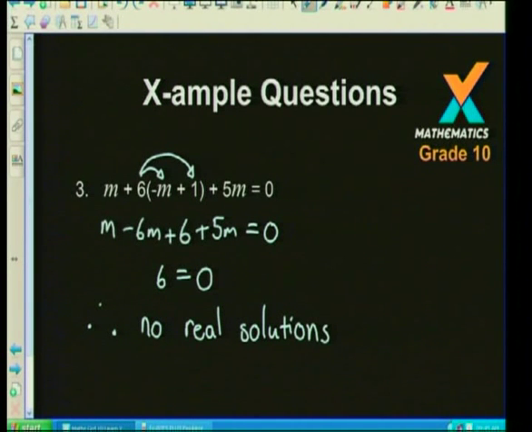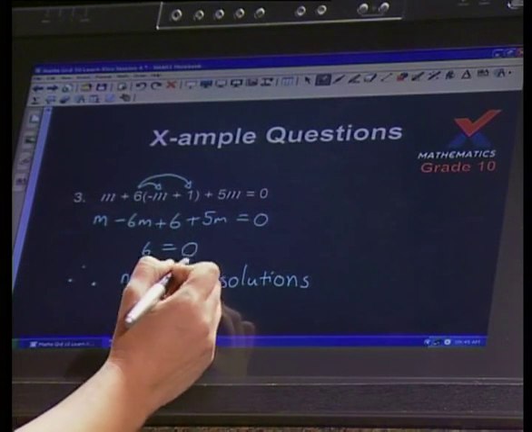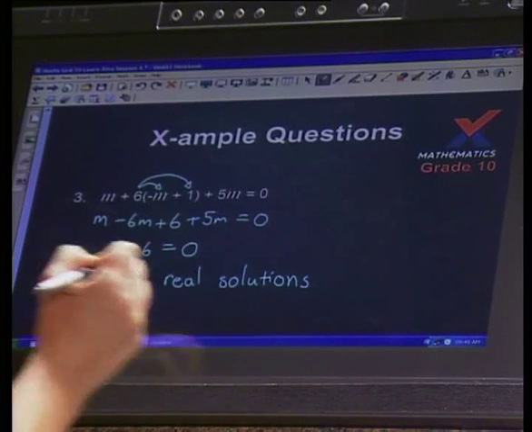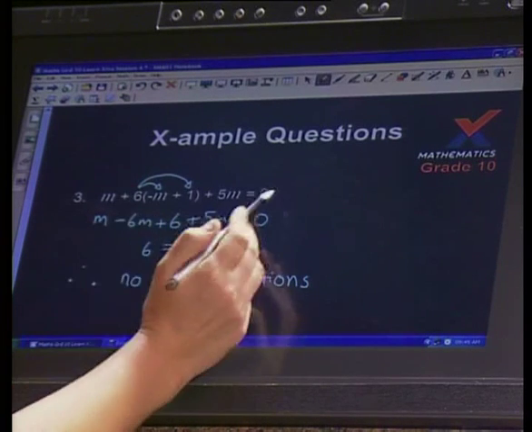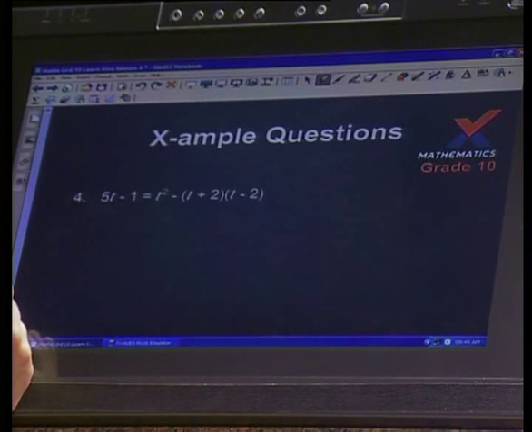It's good to know this. If your variables ever do disappear completely and you are left with a number is equals to 0, you don't have any real solutions for m. So there's no way this equation does work. Let's move on to the next one.